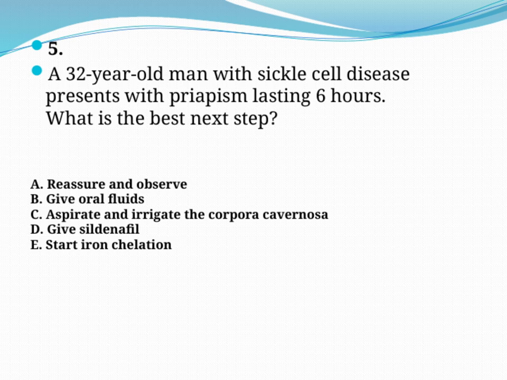Additionally, administering sildenafil might seem counterintuitive, but in certain cases, it can help by improving blood flow dynamics. Finally, for patients with sickle cell disease, addressing the underlying issue is crucial. Starting iron chelation therapy can help manage iron overload from repeated transfusions, which is a common concern in these patients. Overall, these steps form a comprehensive approach, starting from observation and supportive care, progressing to targeted interventions, and addressing the root cause, ensuring we provide the best care for the patient.